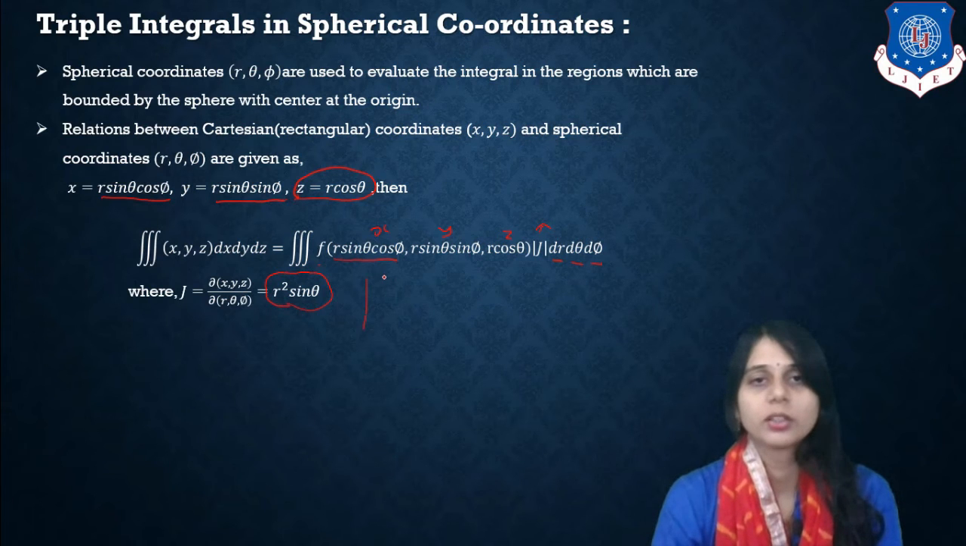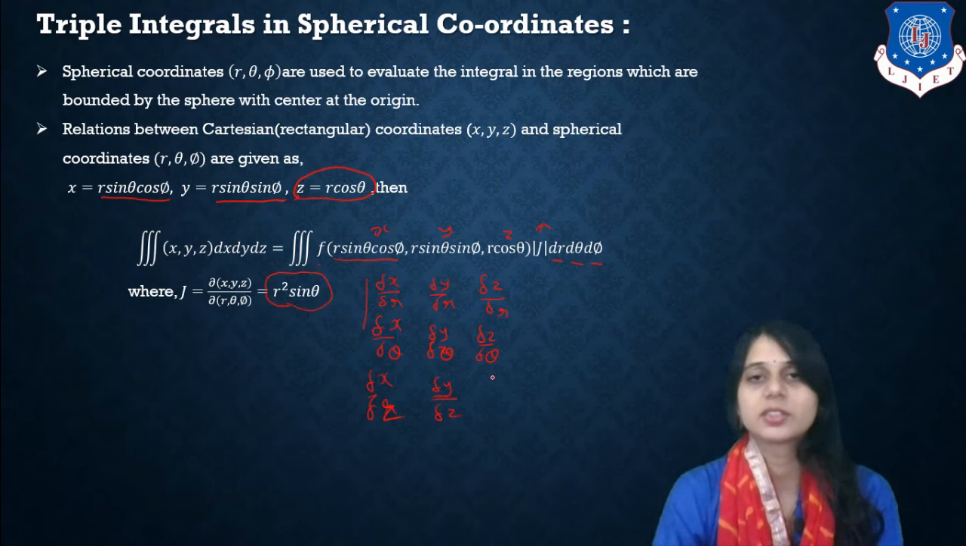Using this formula, del x by del r, del y by del r, del z by del r, again del x by del theta, del y by del theta, del z by del theta, and similarly for phi. So we get r squared sin theta.